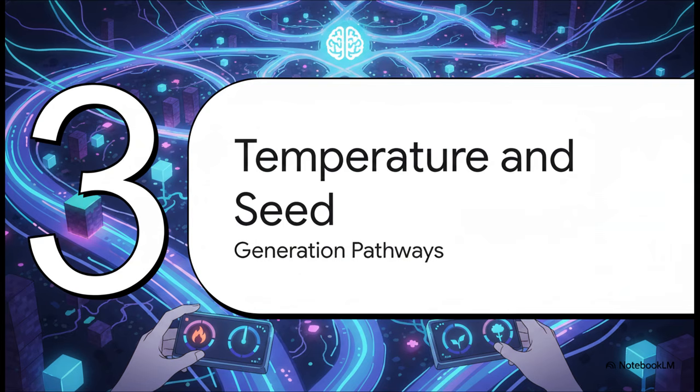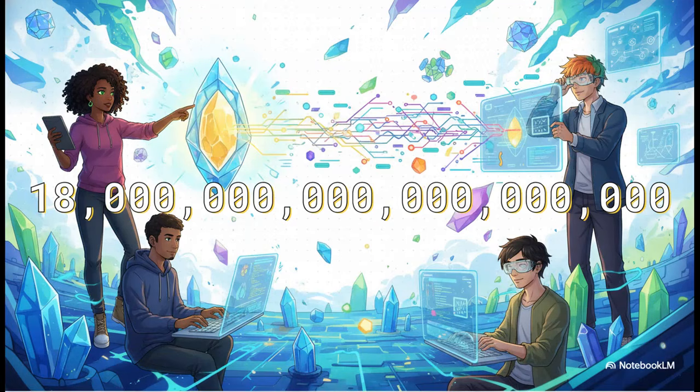So what do you do when the code isn't perfect, like we just saw with those Minecraft controls? You tweak the parameters. That brings us to manipulating temperature and seed settings to basically force the AI down different logic pathways. As a developer, you literally have access to 18 quintillion seeds. That is a staggering number.